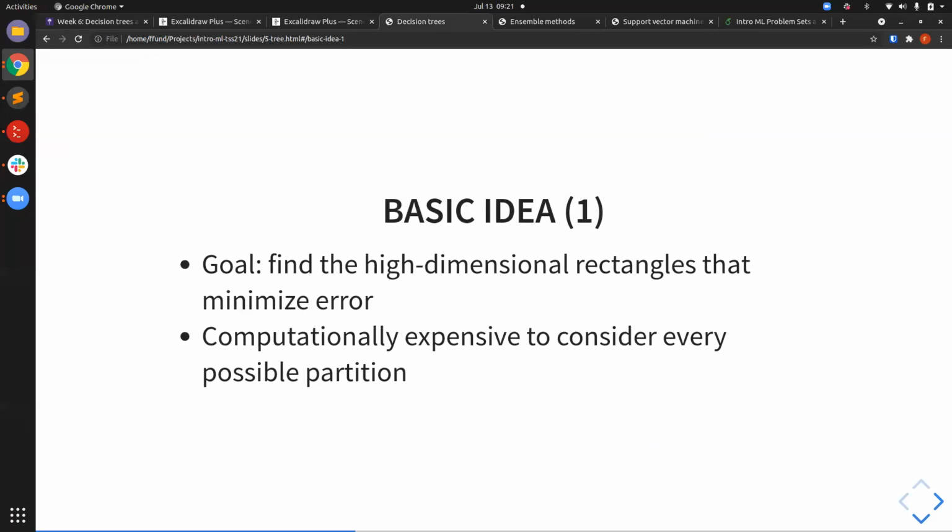Instead, what we usually end up doing is a top-down greedy approach. What is a greedy approach? It means that at every step, we make the decision that seems best according to whatever metric we're trying to minimize at that stage, for example classification error at that stage, without looking ahead for what might yield a better result in some future step. Okay.